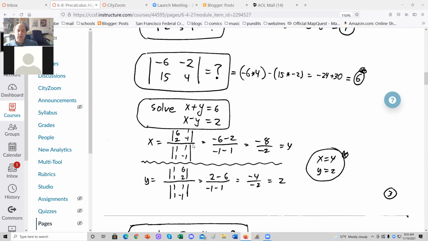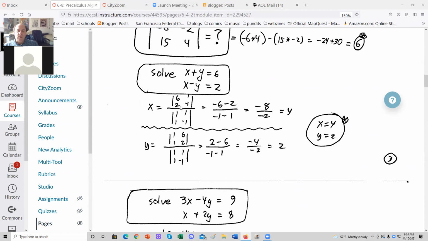Okay, 6 times negative 1 is negative 6, minus 2 times 1 is minus 2. In the denominator, 1 times negative 1 is minus 1, minus 1 times 1 is minus 1. So negative 8 over negative 2 is 4. For y, 1 times 2 is 2, minus 1 times 6 is minus 6, over the same negative 2, so you get negative 4 over negative 2, which is 2. And there you go, x is 4, y is 2.